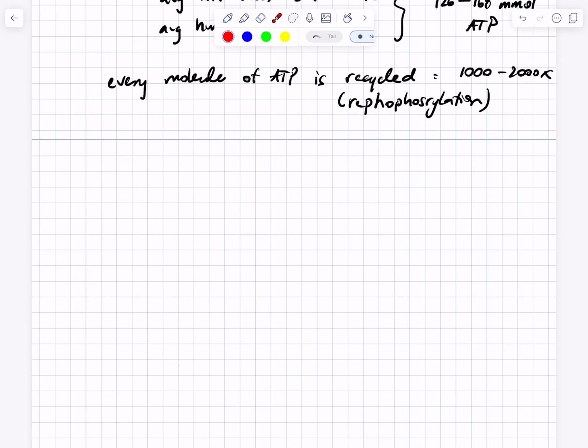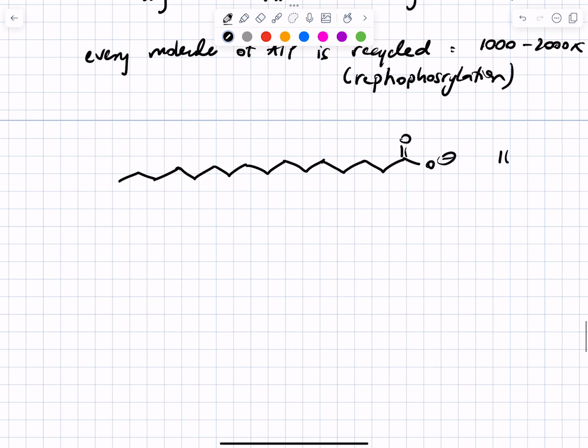So let's suppose we have a 16 carbon fatty acid: 2, 4, 6, 8, 10, 12, 14, 16. We get that from lipase-based hydrolysis of a triglyceride. This is a 16 carbon fatty acid.